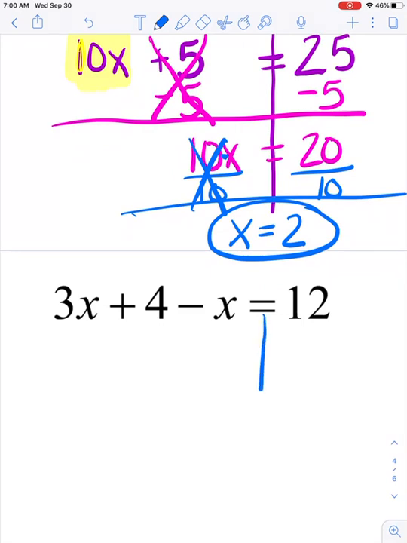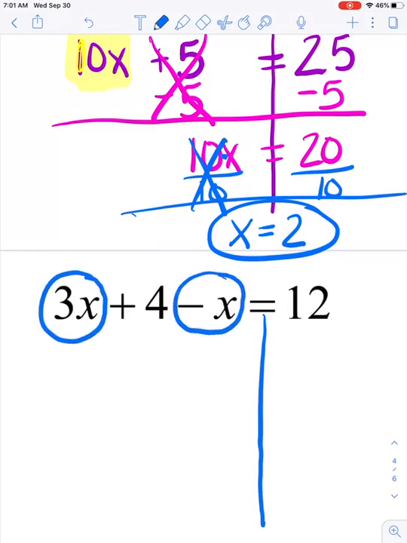Here's the next one. So again, I'm going to draw my line down the equal sign. I look at the left-hand side of the equation. I think, is there anything I can simplify? And hopefully you should be thinking yes. You should be thinking, yes, there's some like terms I can combine. Remember, to be like terms, you have to have the same variable raised to the same power.